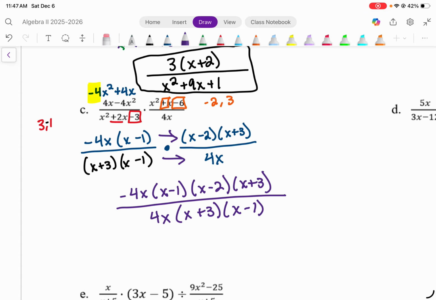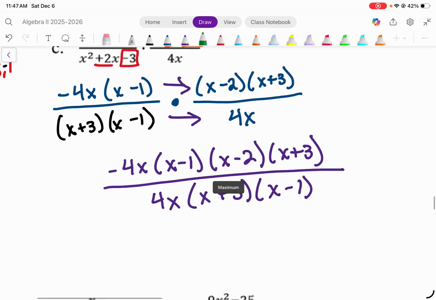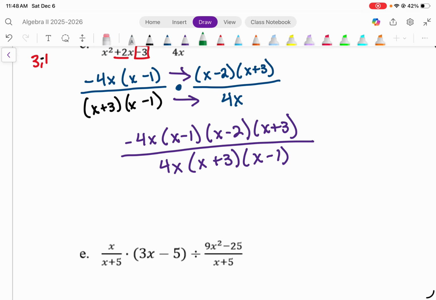After we multiply or divide, that is when you're going to simplify. So we're looking for common parts that are on both the top and the bottom. So both the top and the bottom have a 4 and an x, so I'm going to cancel those with each other. Both the top and the bottom have an x minus 1, so I can cancel those out. And both have an x plus 3. So with this, everything in the denominator canceled out.